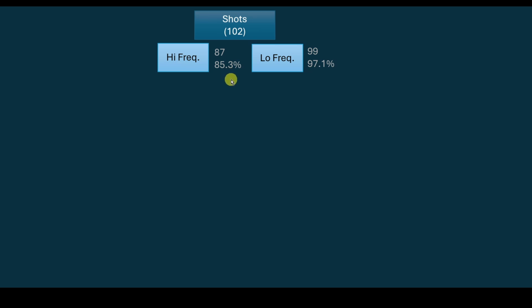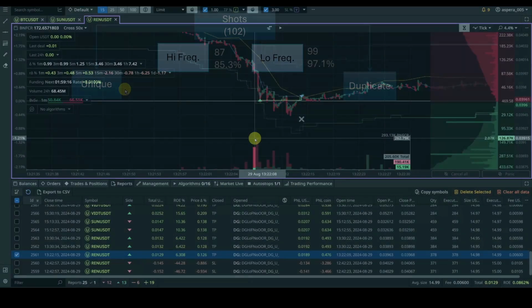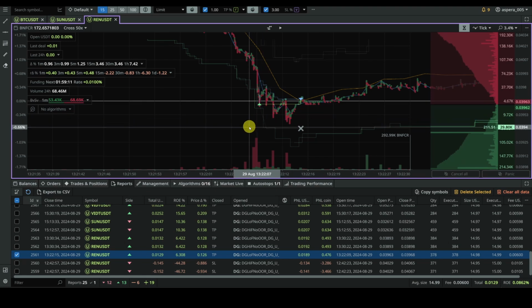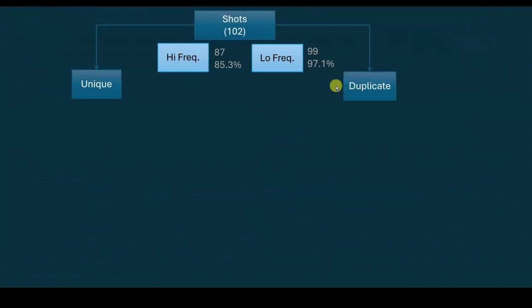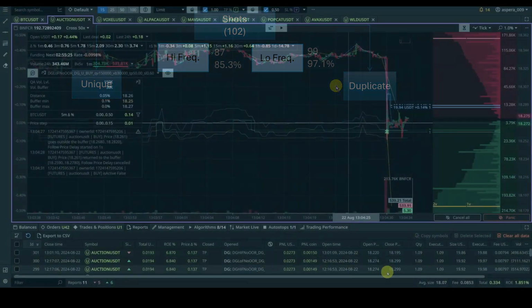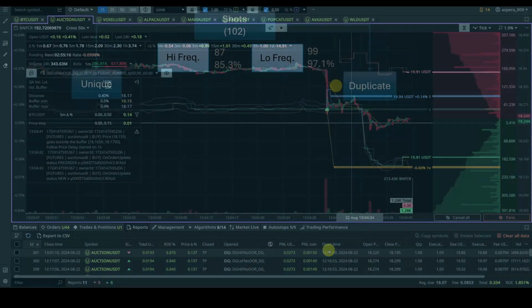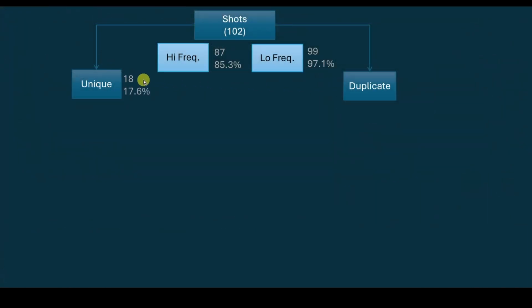Next, let's break down these shots into unique and duplicate. What I mean by unique is where one type of algo made a trade while the other did not in the same shot. Duplicate is, of course, where a shot resulted in trades for both types of algos. There were 18 shots with unique trades and 84 shots with duplicate trades. Naturally, first I wanted to see what the unique trades were and why.